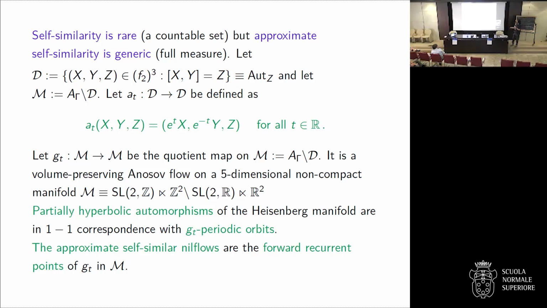So M is a quotient of the affine group over some natural lattice. So it's a 5-dimensional non-compact but finite volume manifold. And the renormalization flow is an Anosov flow, but this is not really very important. The partially hyperbolic automorphisms of the Heisenberg manifold are in one-to-one correspondence with periodic orbits. And we want to say that the approximately self-similar nilflows are the flows generated by X for orbits which are forward recurrent. So we don't have a periodic orbit anymore, but we have some recurrence.